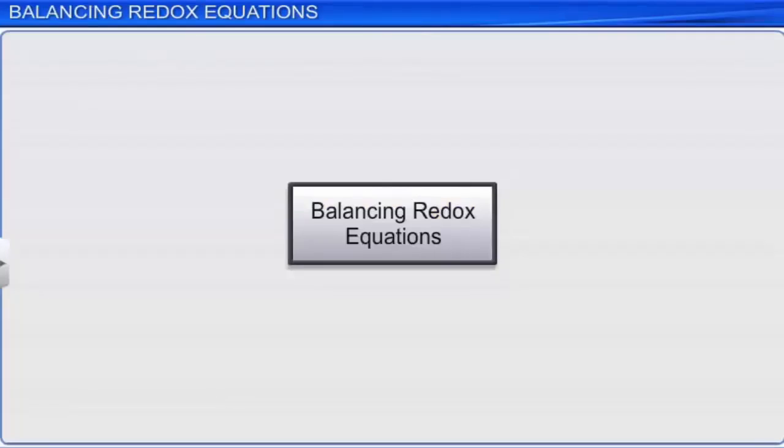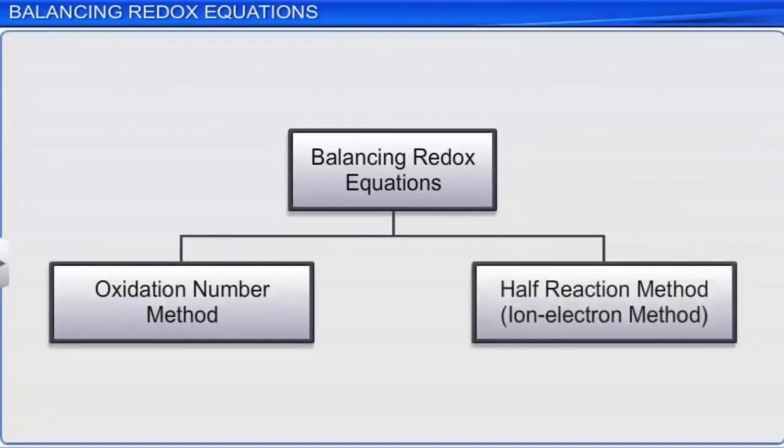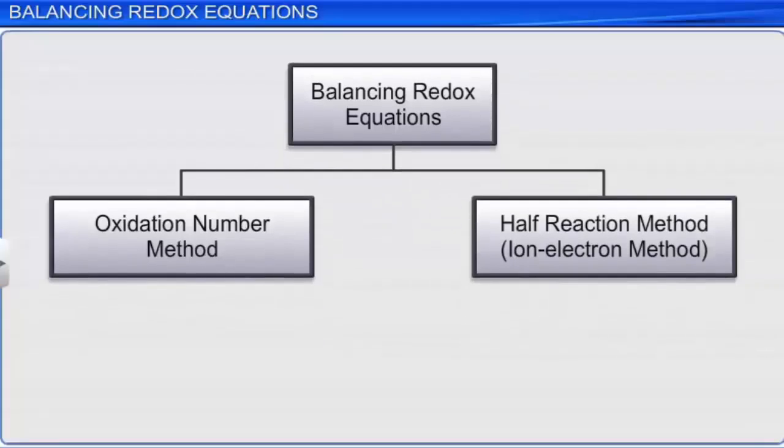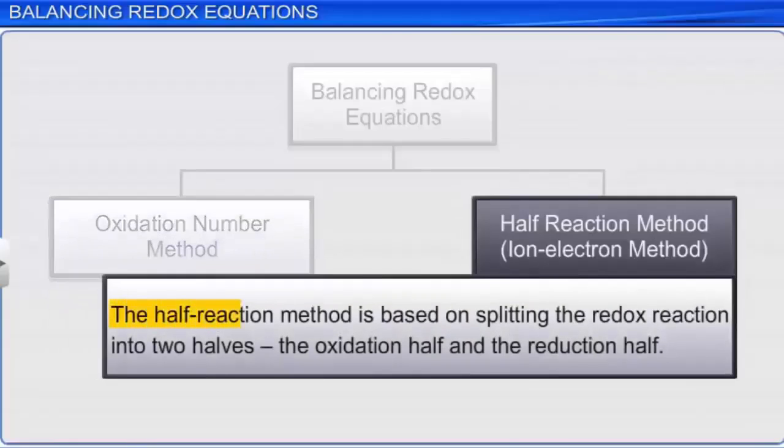There are two methods to balance redox equations: the oxidation number method and the half reaction method, also known as the ion-electron method. The oxidation number method is based on the change in the oxidation number of the reducing and oxidizing agent. The half reaction method is based on splitting the redox reaction into two halves, the oxidation half and the reduction half.